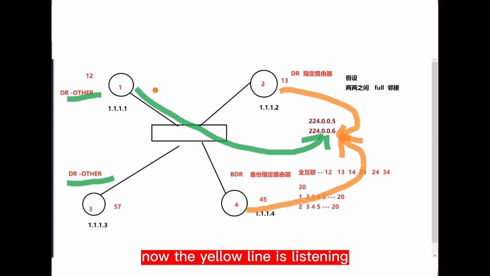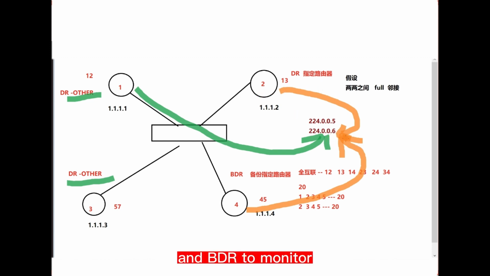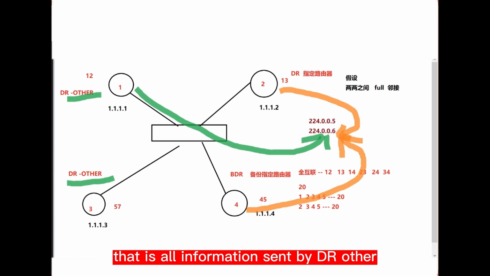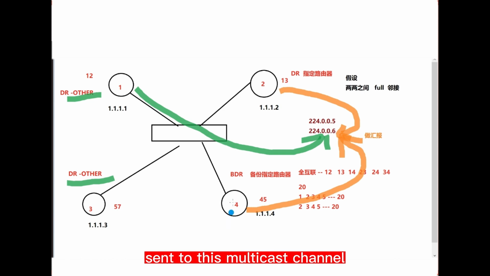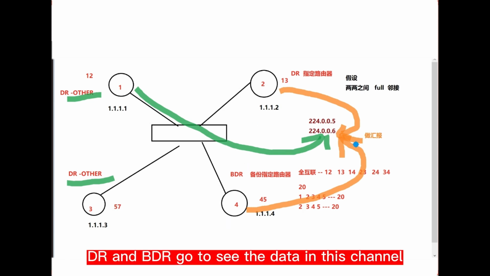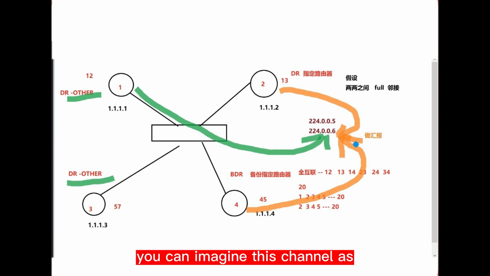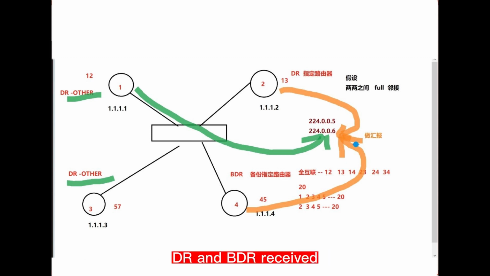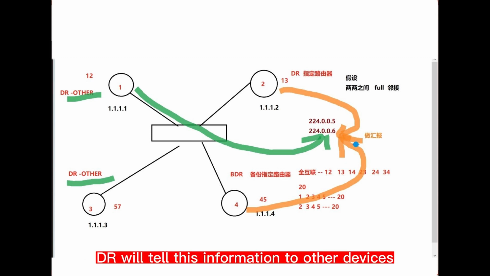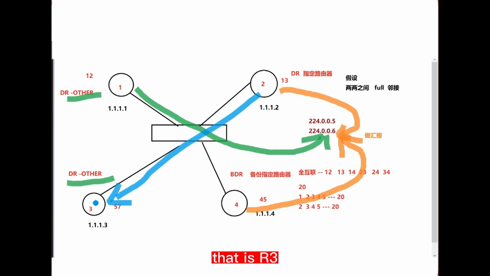Now the yellow line is listening and the green line is sending. DR and BDR monitor. That is, all information sent by DR other is sent to this multicast channel, and DR and BDR go to see the data in this channel. You can imagine this channel as DR other reporting to DR. DR other sent an update, DR and BDR received it. After receiving, DR will tell this information to other devices, that is R3, and notify this DR other.